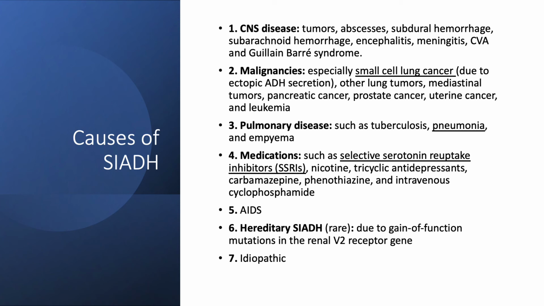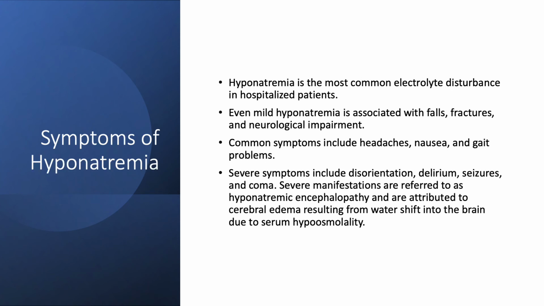AIDS can cause SIADH. Gain of function mutation, this is not common. This will make the kidney more receptive to the action of vasopressin. Now, very common, though, is idiopathic. Many times you cannot find CNS disease or malignancy or pulmonary disease or medication, and it is idiopathic. So that's very important to know as well. Now, so we're done talking about hypotonic hyponatremia.